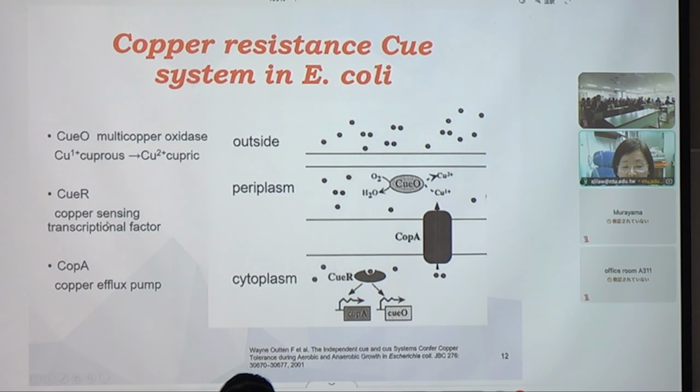The CueR is the copper sensing transcription factor, and then triggers the downstream gene expression of CopA and CueO. Now, CopA is a copper efflux pump. It will pump out the toxic cuprous ion into the periplasm, and in this phase, the CueO is a multi-copper oxidase that will convert the more toxic cuprous ion into the less toxic cupric ion, so as to release the stress of copper exposure.